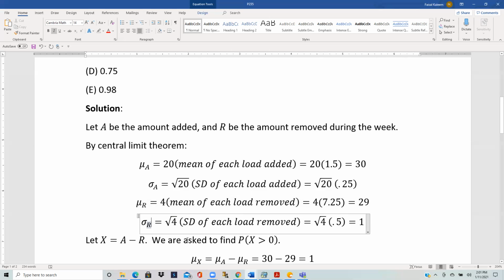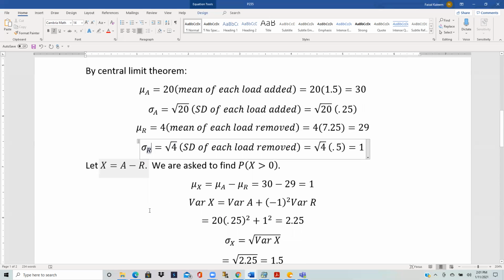Then if we let X be A minus R, as we said before, we are looking for the probability that X is greater than 0. So we need to find the mean of X and the standard deviation of X. The mean of X will just be the mean of A minus the mean of R. So 30 minus 29 is 1.